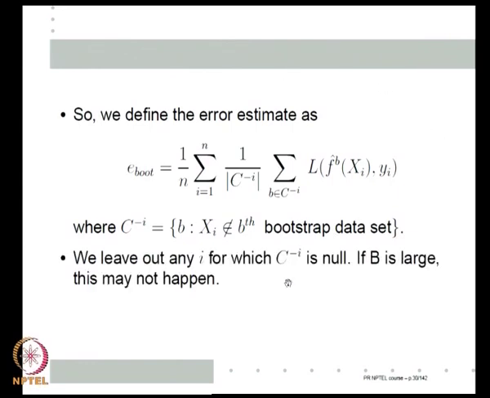Of course, there is a possibility that for some particular xi, C minus i is null. If C minus i is null, I just do not take that xi, because I can't divide by 0. So, I will just omit that particular i, and then I make it 1 by n minus 1. But if B is large, this is unlikely to happen. If I have been doing many large samplings, a particular xi never coming into any of the samples is a very rare event. So, if capital B is sufficiently large, this case may not happen.